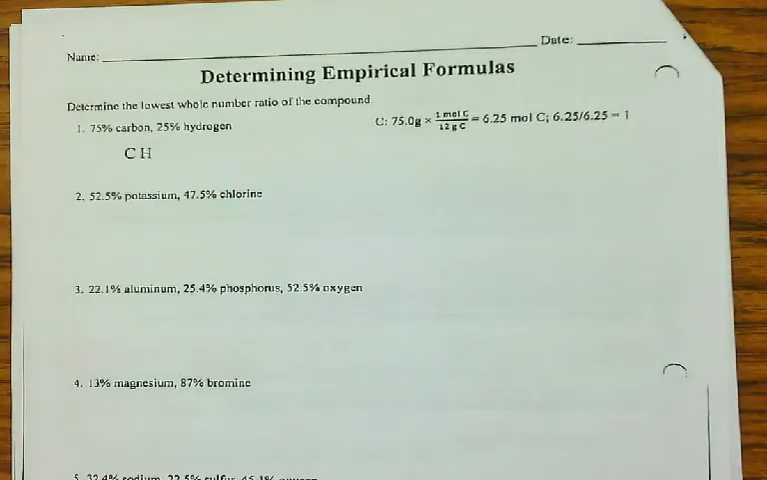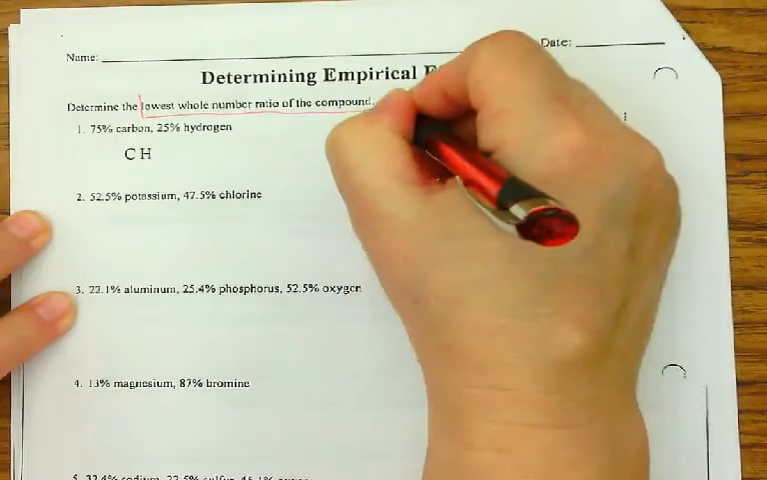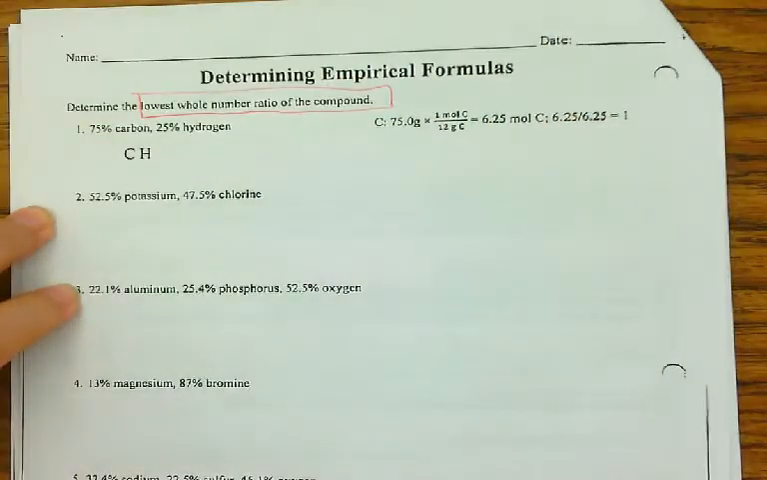Okay, this one is called Determining Empirical Formulas. The empirical formula is the lowest whole number ratio of elements within the compound.